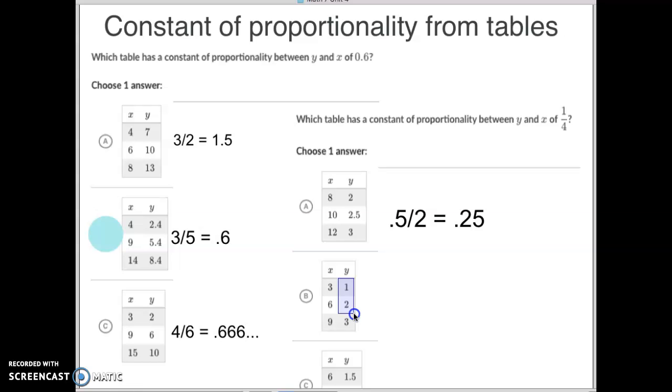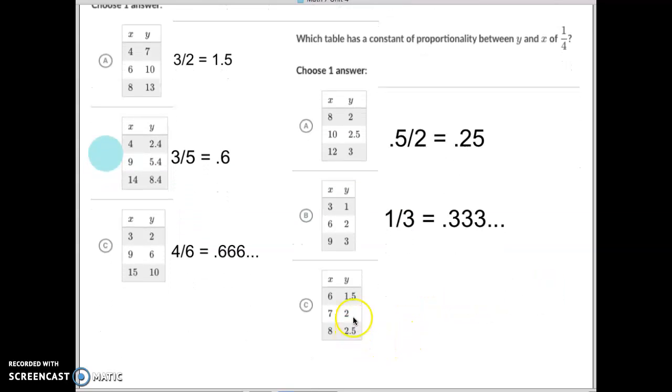Going from 1 to 2 on the second one goes up 1, goes up 3. See, 1 divided by 3 is 0.3 repeating. That's not correct. We kind of figured it wouldn't be. Then this one, going from 1.5 to 2, it looks like it's going up 0.5. Going from 6 to 7, going up 1. So 0.5 divided by 1 is 0.5. That doesn't equal either. So yes, it was letter A. And that's how you do the first one.